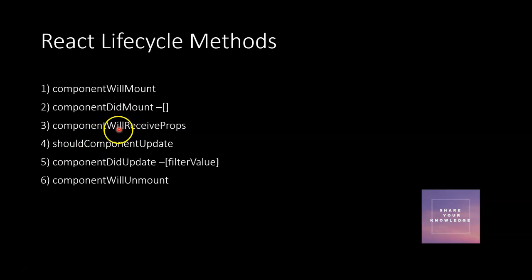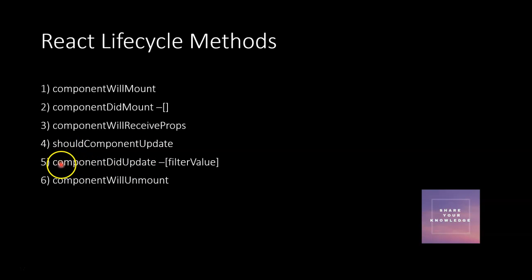Whenever state changes, this does not get called. You have to understand that this will not get called when any state changes. Should component update, you have to return a boolean from this method, and it will receive the new properties and new state. Based on the new state and new properties received, you can decide whether the update should happen or not. If you return false, the update will not happen. If you return true, the update will happen.